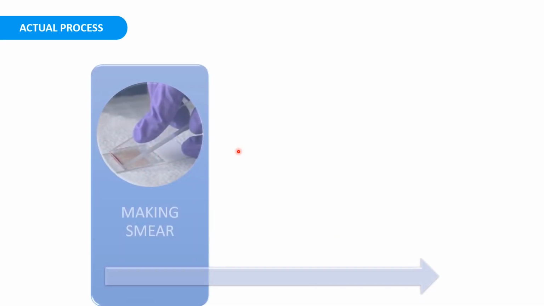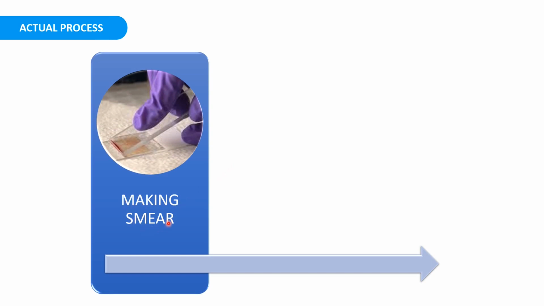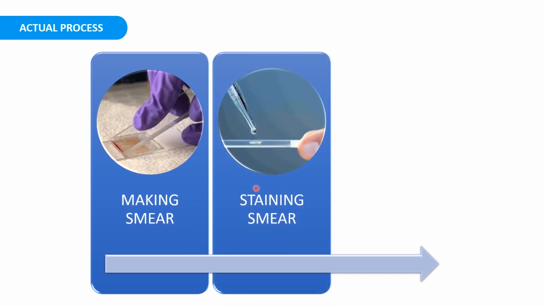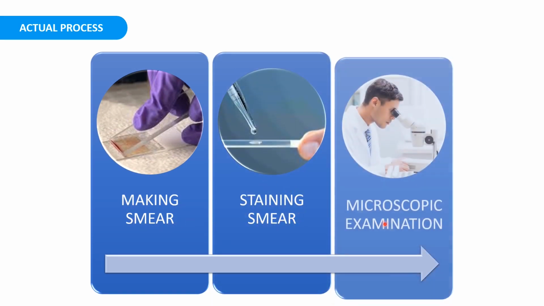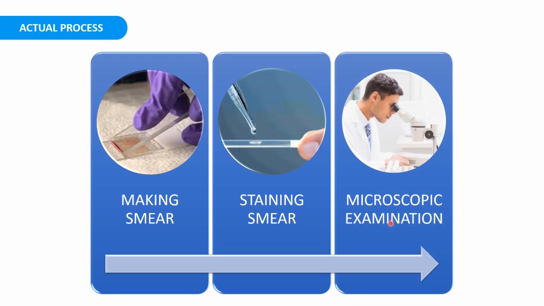So what is the actual process of making a peripheral smear? First we have to make the smear, then we have to stain the smear, then we have to examine it under the microscope. So first making the smear, then staining the smear, and then examining under the microscope. These are the three steps of making a peripheral smear.